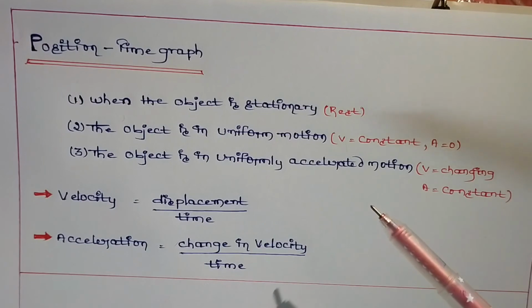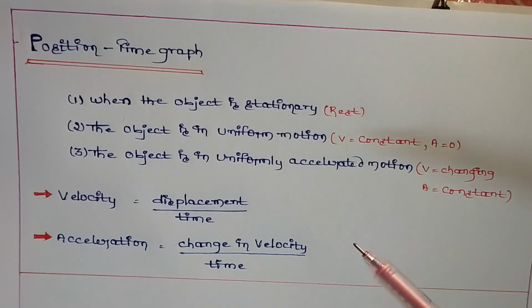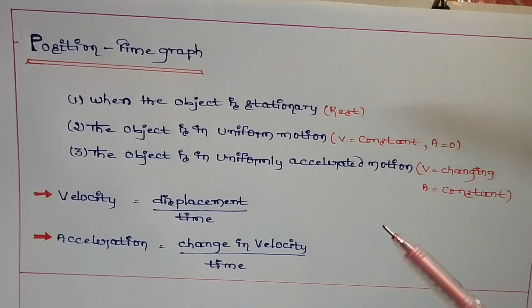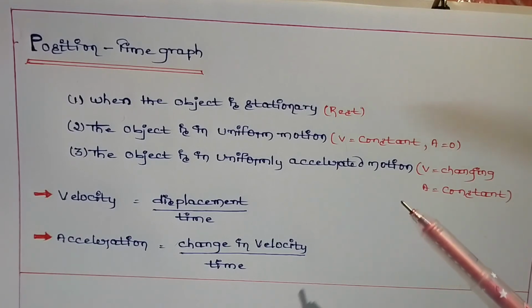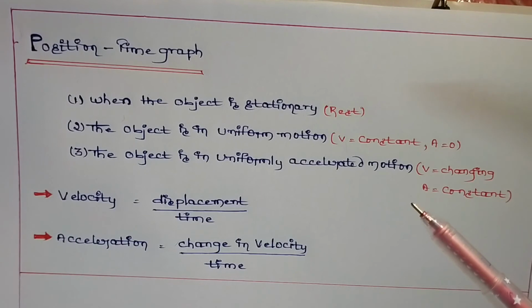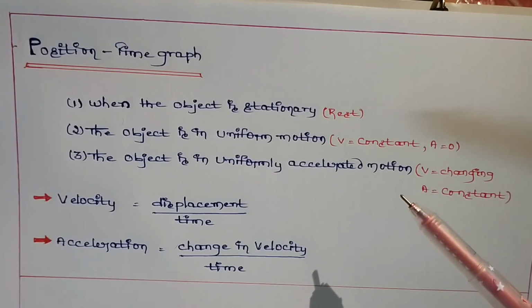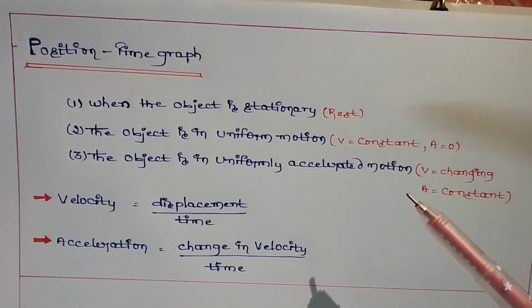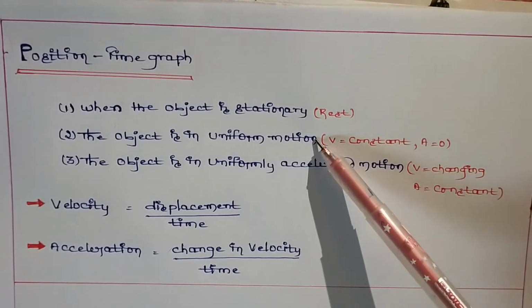If the vehicle starts at time t equal to 0, that is the initial position of the vehicle. After 1 hour, its speed is 200 kilometers per hour. And after another 1 hour, the velocity is the same, 200 kilometers per hour. If we take another 1 hour, the vehicle goes with the same velocity, 200 kilometers per hour. In that case, we can say that velocity is constant, and that is nothing but uniform motion.